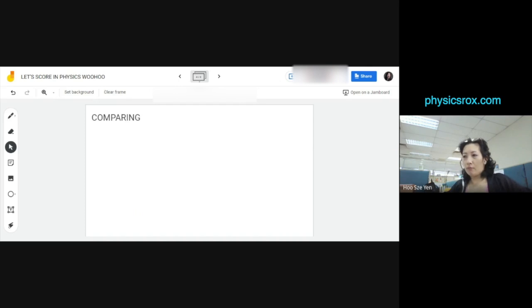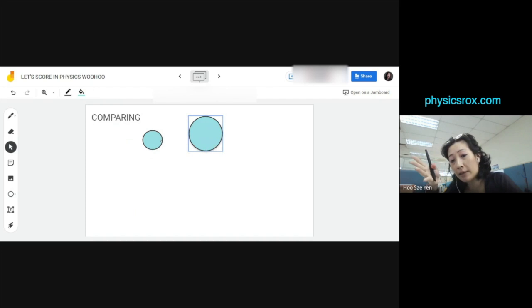So when it's a comparing question, there will always be two diagrams. I'm just going to put some random blobs here, no need to draw things. Two random blobs. So they always give you two diagrams and then you compare.